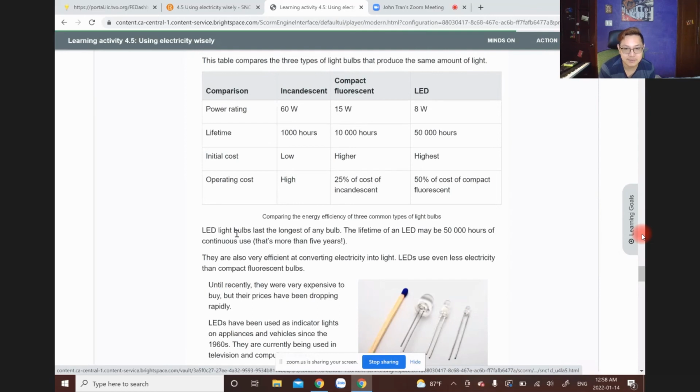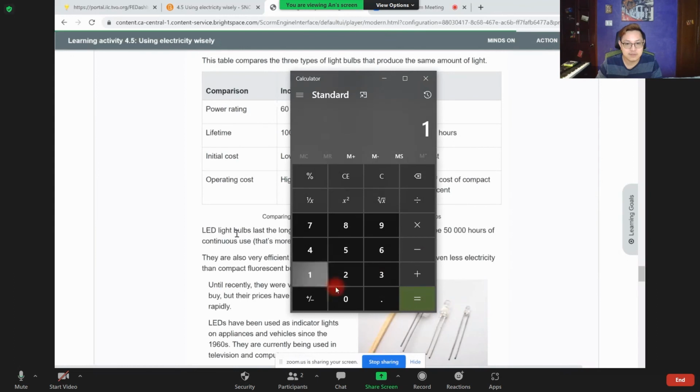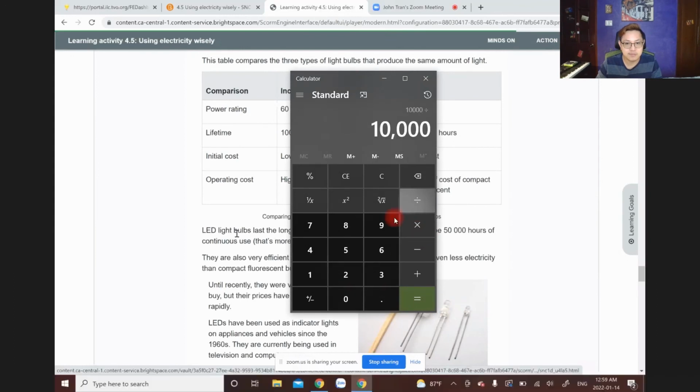50,000 hours of continuous use. So every year is like 10,000 hours, and divide by 365. And that's about how much? 10,000 hours per year, divide by 365, that would be about 27-something hours per day. That's impossible.